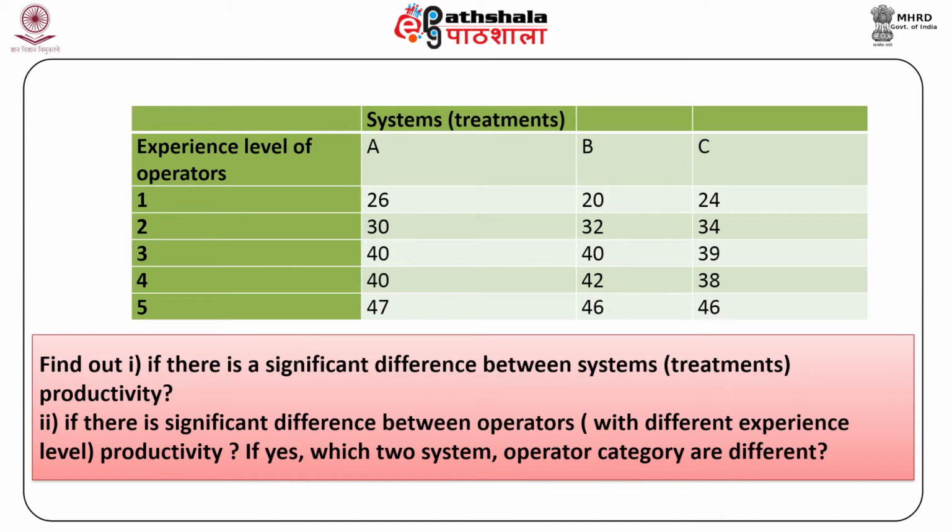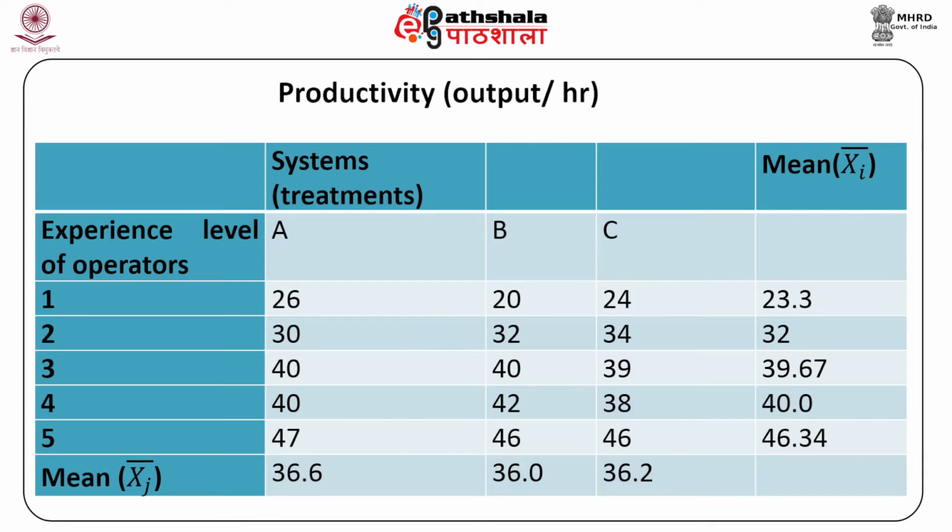So we have productivity, which is measured as output per hour, and we have the experience level of operators from 1 to 5, and we have the system treatments A, B, C, and the values 26, 30, 40, 40, 47, etc. are nothing but their productivity, which is output per hour. The question is, find out if there is a significant difference between systems, which means treatments, in productivity, or also if there is a significant difference between operators with different experience levels and their productivity. If yes, which two system or operator categories are different? Now this is what we have to do.